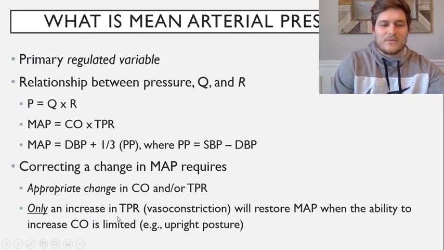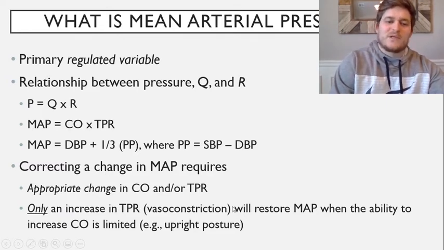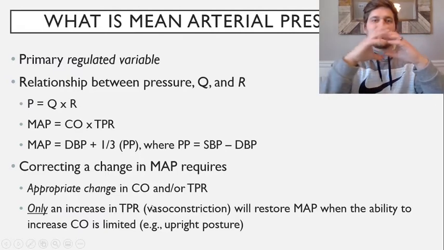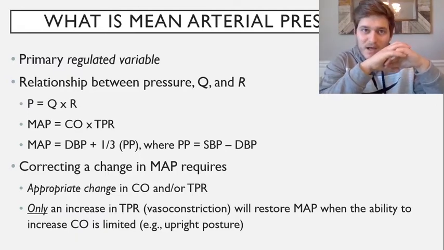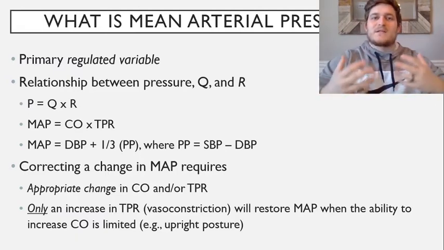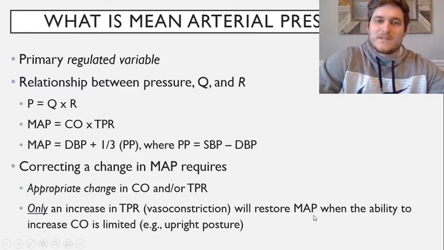So in that case, an increase in total peripheral resistance is used in order to restore mean arterial pressure. And how do you increase total peripheral resistance? Well, you increase vasoconstriction, which decreases the radius of the arterioles and thus helps to bring up mean arterial pressure.